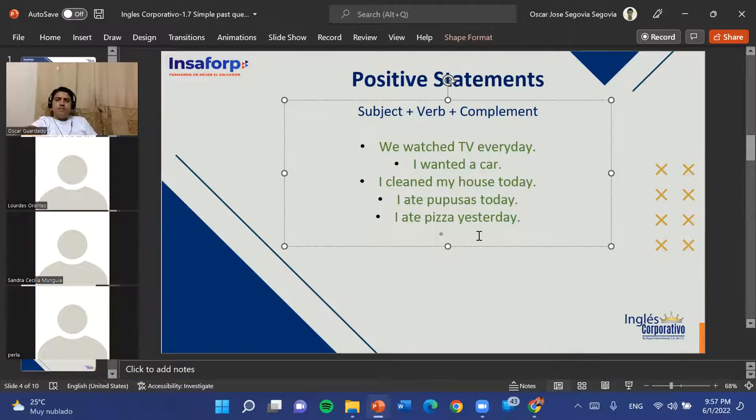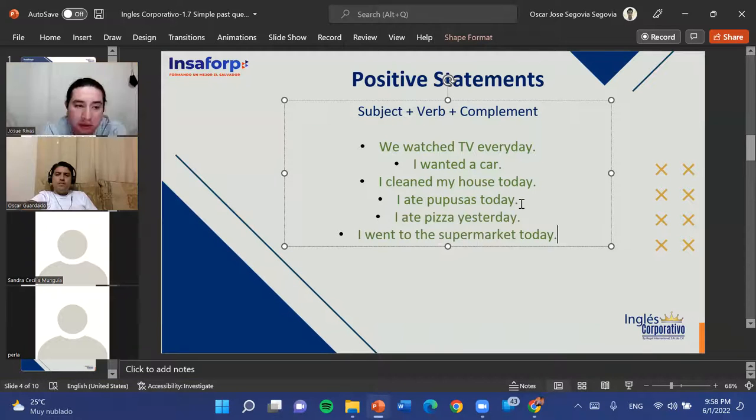Lourdes, can you please provide an example for a positive statement in the past? I went to the supermarket today. I went to the supermarket today. Very nice. I went to the supermarket today.